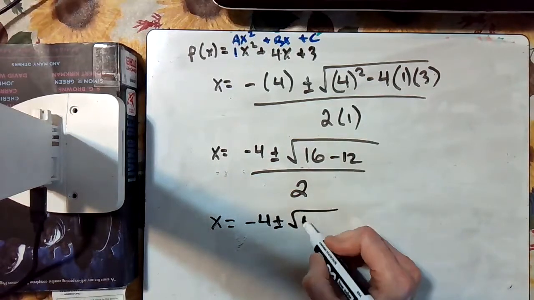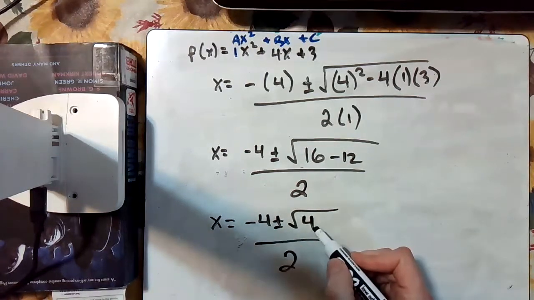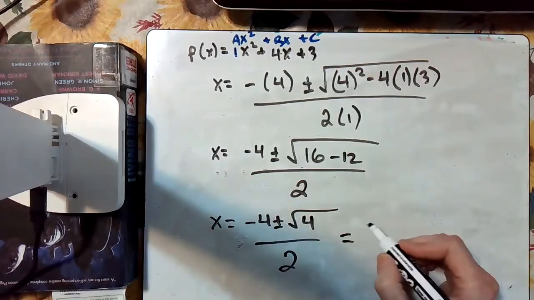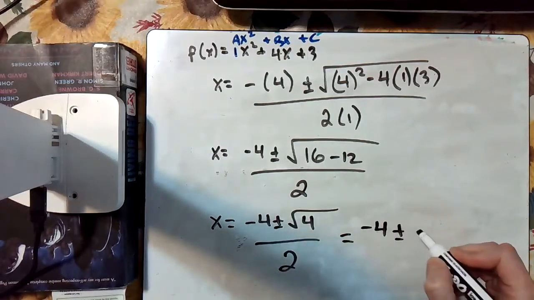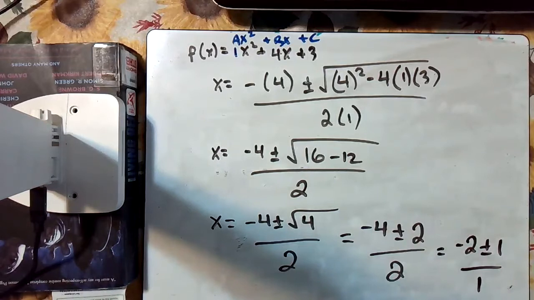So 16 minus 12 is 4. It's still under the root. We still can't cancel this out because of this root right here. But we can say, oh, the square root of 4 is 2, correct? Now we can reduce this fraction. Why? Because the 2 goes into everything up top, right? So this becomes negative 2 plus or minus 1 over 1. Because again, I'm dividing everything here by 2.